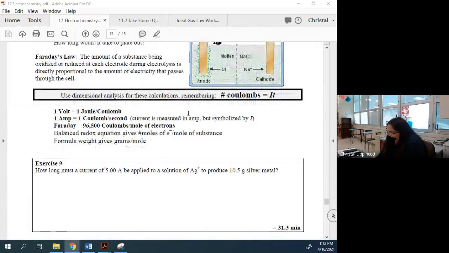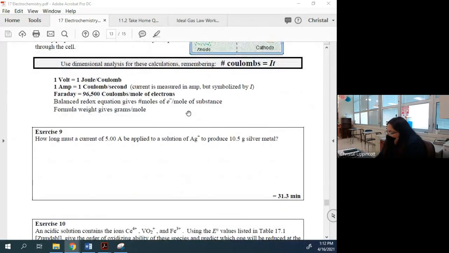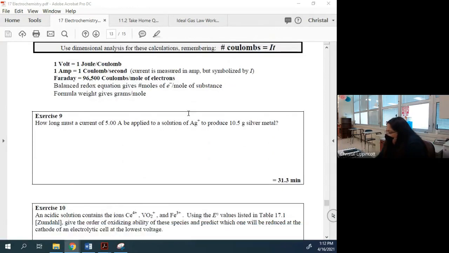Faraday's law, our last equation of the year. How you feeling about that? I'm overjoyed, personally. All right, here we go.